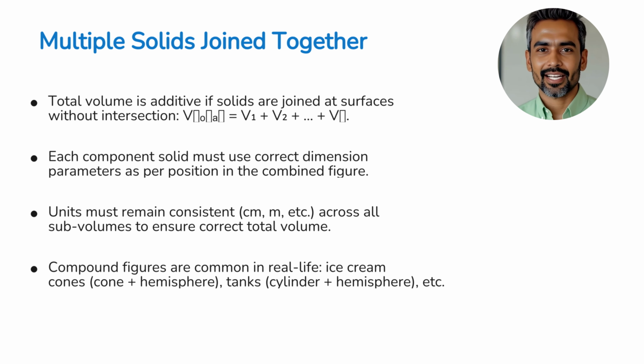However, it's very important that the dimensions you use for each solid match how it fits in the combined figure. For example, if a cylinder has a given height and a cone sits on top with its own height but the same base radius, use those exact dimensions for their volume calculations. Also, make sure all your units are consistent. If one solid size is in centimeters and the other in meters, convert before calculating. Otherwise, the total volume will be wrong.